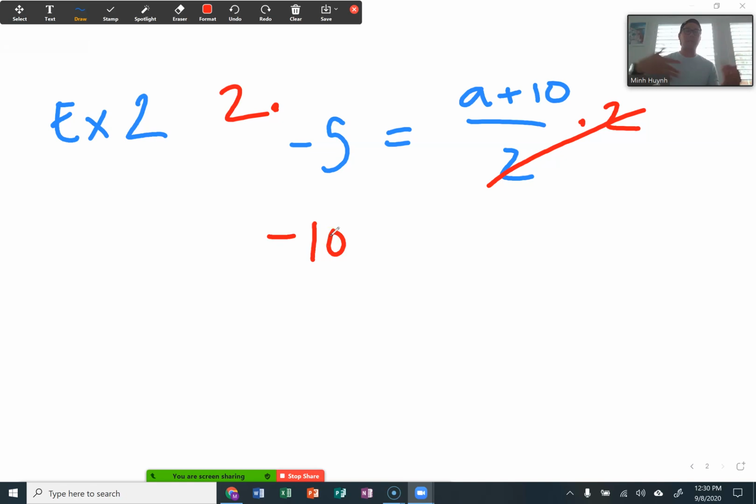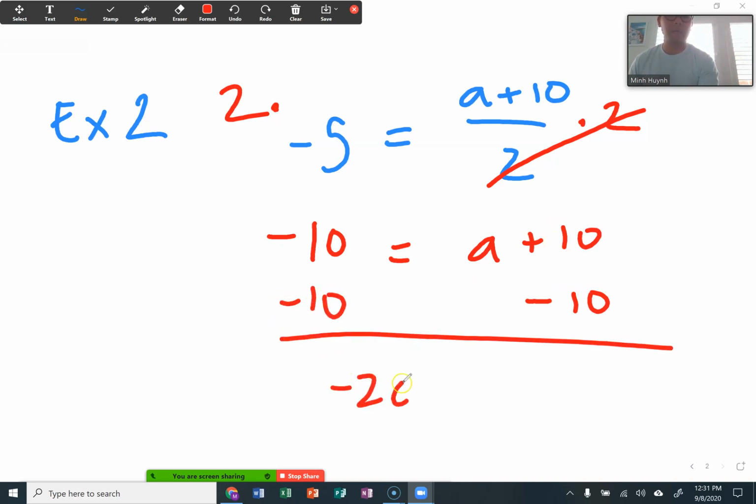What happens is that people look at that 2 and they start distributing to the a and to the 10 at the same time. But no, you cross it out, it just becomes a plus 10. Finish it off, subtract 10 on both sides to isolate the variable. That'll be -20 is equal to a. So two different types of problems in reality, so just make sure you know when to use both.